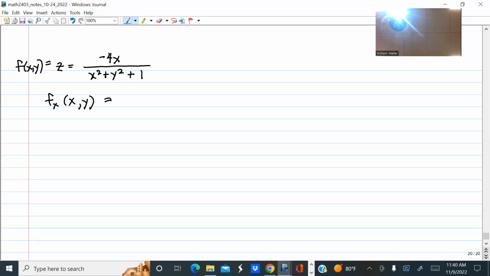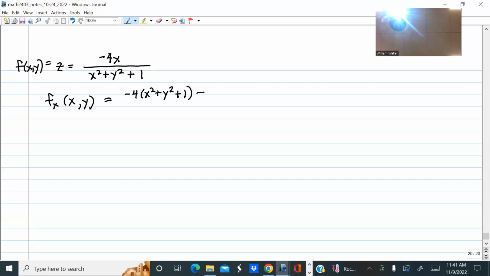And since we have this quotient in our formula for the function, let's use the quotient rule to find the derivative. Okay, and that's where things start getting messy. We have to remember the quotient rule. You take the derivative of the numerator times the denominator first. We're differentiating with respect to x, so you would have minus 4 times (x squared plus y squared plus 1).